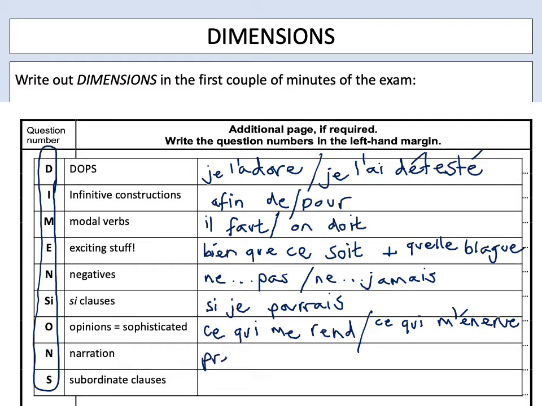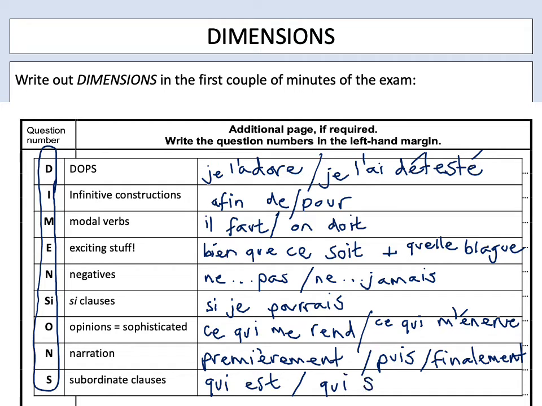Narration, let's do premièrement, firstly, puis, and then maybe finalement, we might use that at the end just to sum up. And then subordinate clauses, we're just going to do a couple of easy ones. So introduce it with qui. So qui est, we might do qui sont, and then we'll probably have to do qui était, which we said earlier from the mémorable. Okay, so that's dimensions. I know other people may be watching this. If your teacher gives you something else, I know there's things like Captain Cods or something, I don't know what it is.